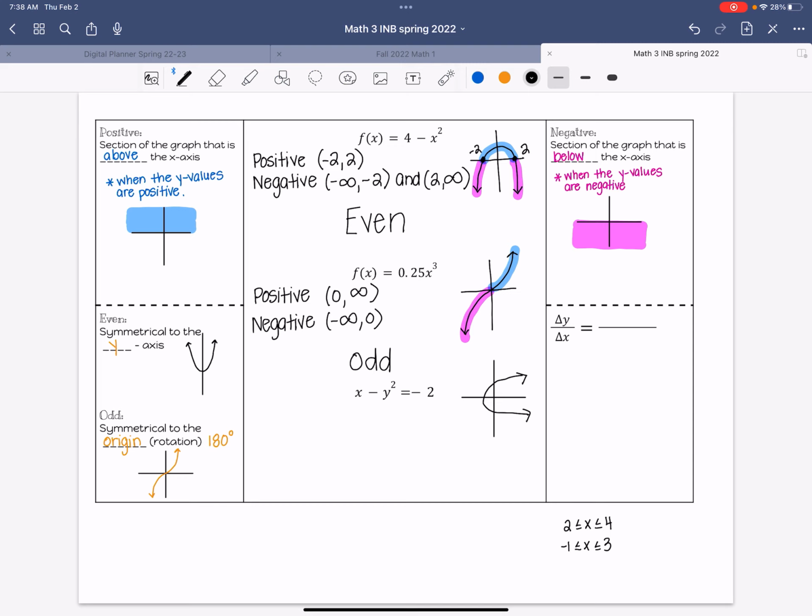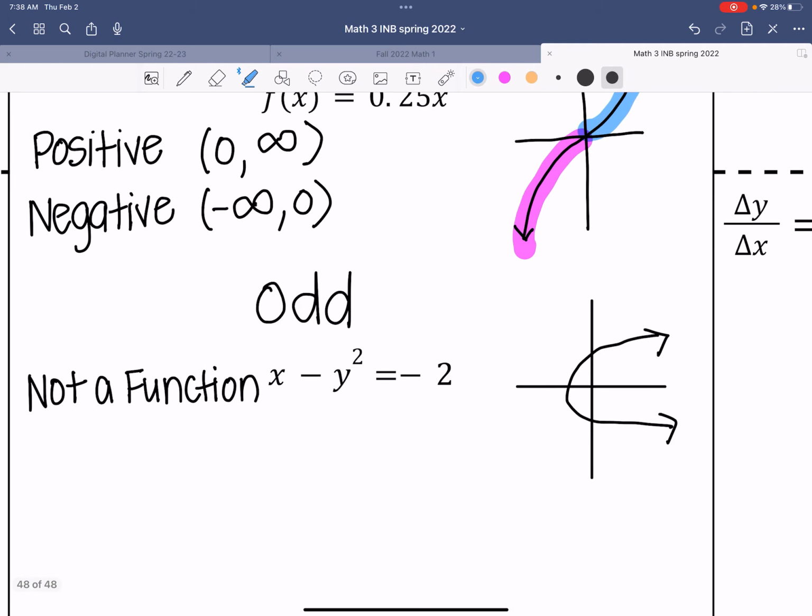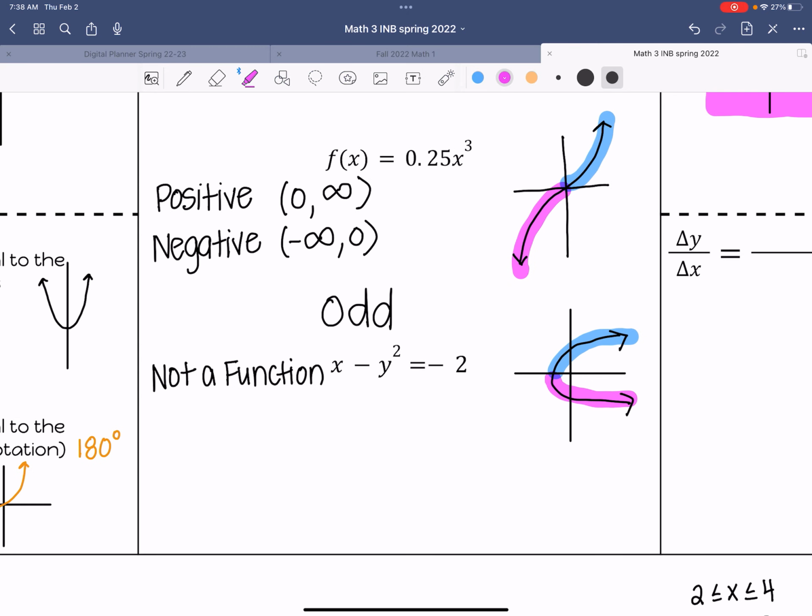Now, this is not a function. How do I know it's not a function? Because it doesn't pass the vertical line test. So when I look at it, I can't really tell you what's positive or negative because there's both sections of this graph that are above the x-axis that are the same y's, and then this is below the x-axis. And I have an x value here that has a positive section, and I have an x value here that's in the negative sections that are in line with each other.